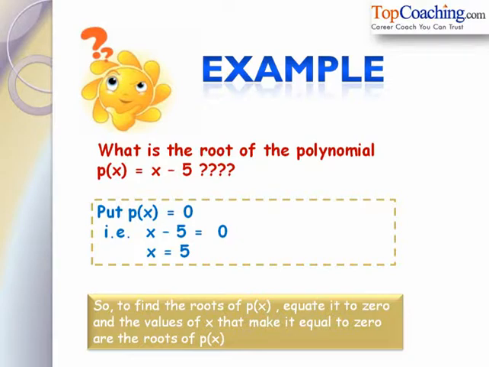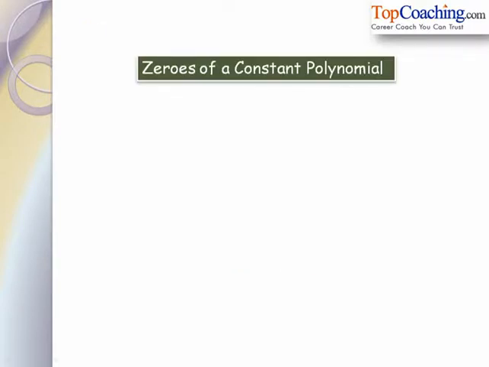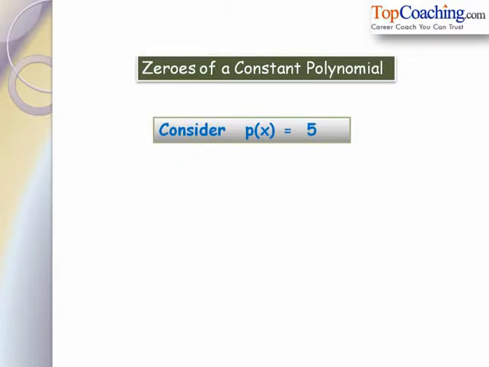Now what are the zeros of a constant polynomial? We have seen the zeros of a polynomial might be linear, quadratic, cubic, but what about the zeros of a constant polynomial? Let me remind you, a constant polynomial is a polynomial which has a degree equal to 0. So the variable term is absent in a constant polynomial. Let's take an example. Let us say that p of x equal to 5 is a constant polynomial.